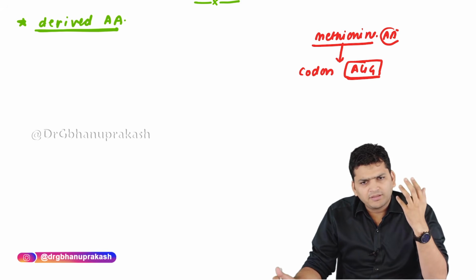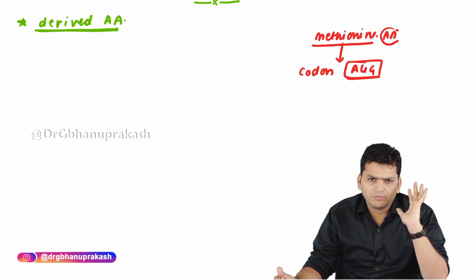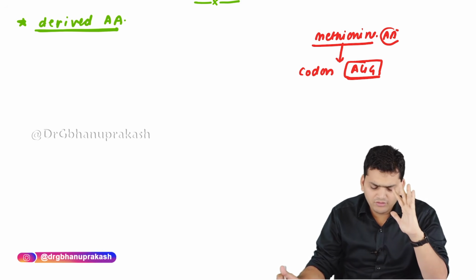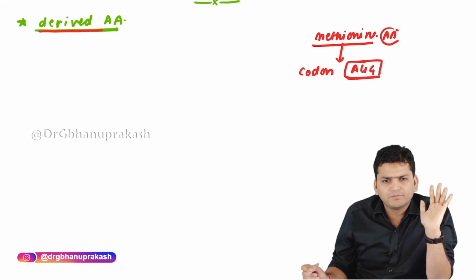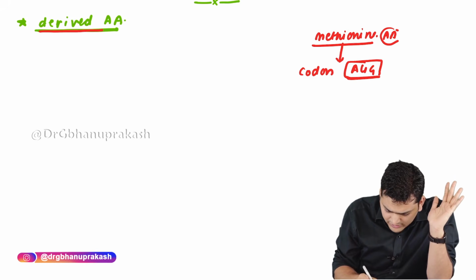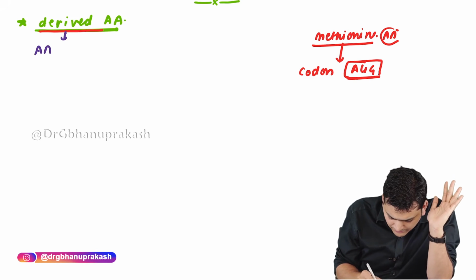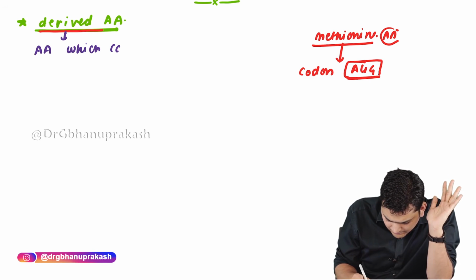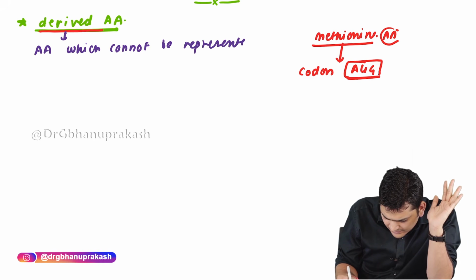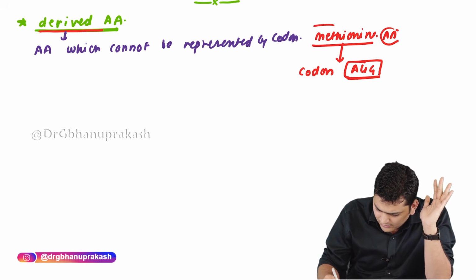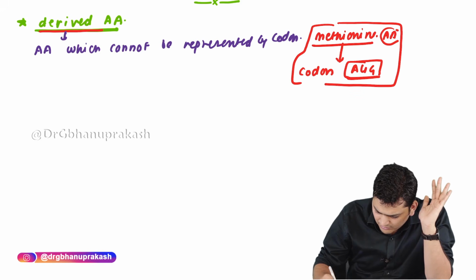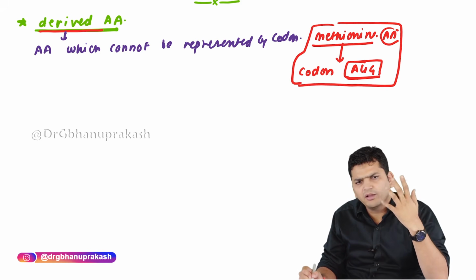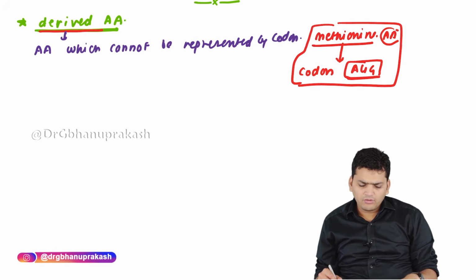But there are some amino acids which cannot be represented by a codon. If an amino acid cannot be represented by a codon, that comes under the category of derived amino acid. So what is a derived amino acid? An amino acid which cannot be represented by a codon. Usually the amino acid is represented by a codon, but if it cannot be, it's called a derived amino acid. So what is important is the examples.